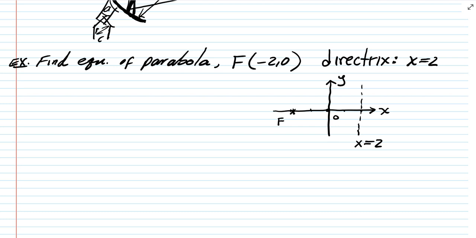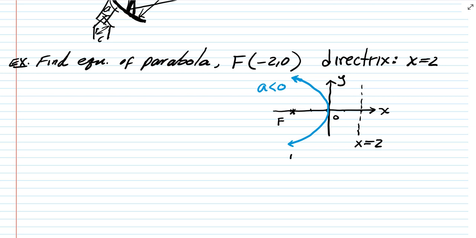Because focus is in front, I know the parabola is not going to go like that, because that one would have a focus here, not in front. So the only way this can go is like so, correct? This would be the parabola. Now, because it's opening to the left, I know that a is negative. a is less than 0.